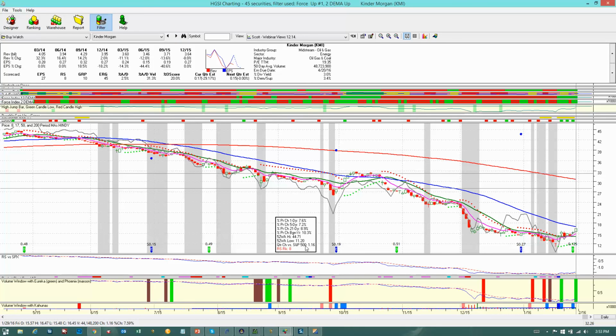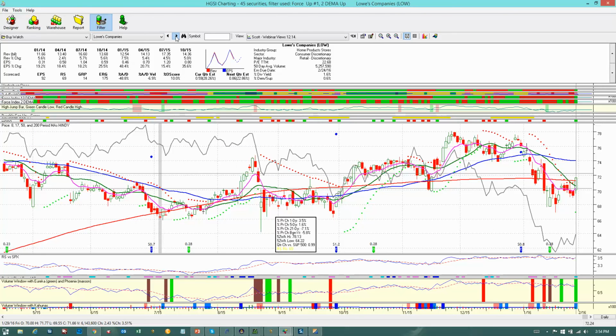It has moved up 4 points from its 52-week low. It's got horrible relative strength. It pays a 3% dividend yield. It's a midstream oil and gas company. They just did some M&A activity. Let it get above the 50 before you go crazy. But if it breaks above the 50 and holds, I'll probably be adding to my position here.